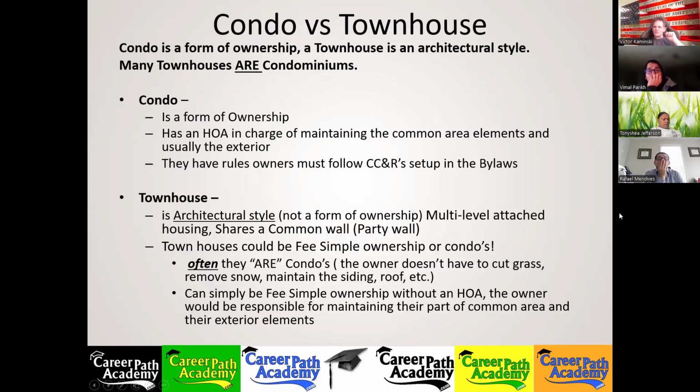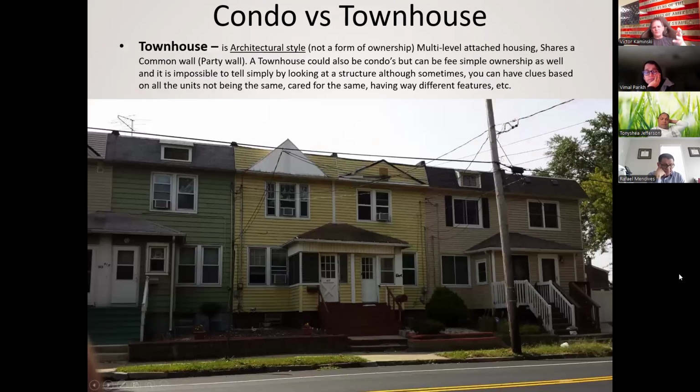Well, I told you that sometimes you can when they're not all uniform or not all being maintained the same or have different design features to them. It's probably not a condo because condos, they like to keep everything uniform. So here's an example of a picture I took of some old townhouses that are over 100 years old from my town on one of the main roads.